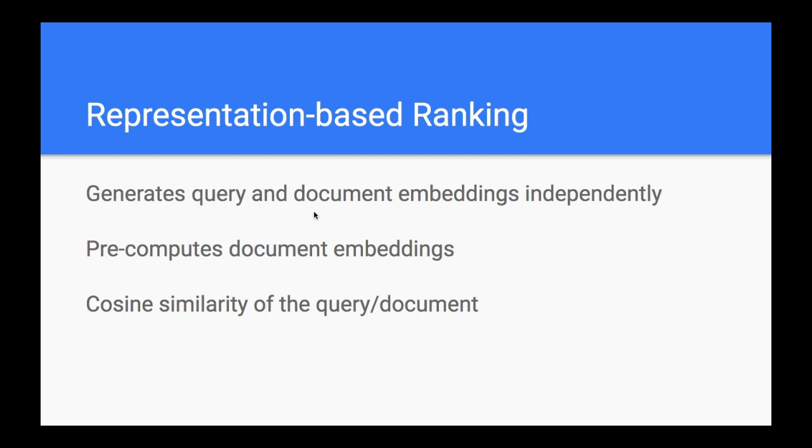But the problem is usually you have maybe billions of documents. It's impossible to calculate their embeddings in real time. So that's why people always pre-compute them and store them on the hard disk first. So we need to pre-compute the text embeddings of documents. And the second step, after that, is to calculate the cosine similarity between the query and the document.